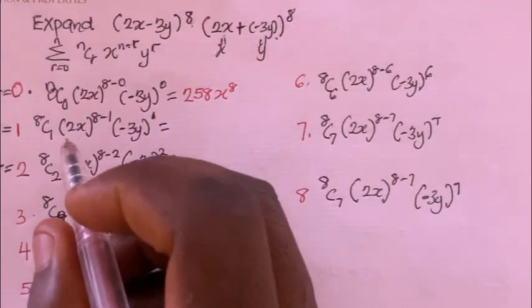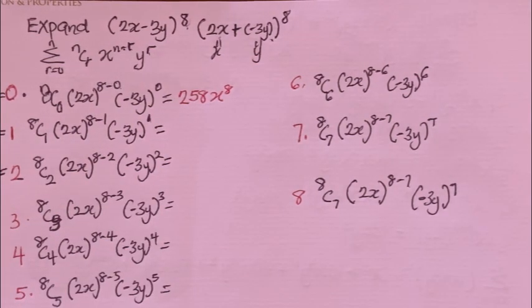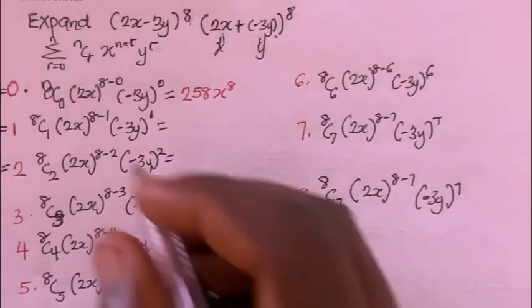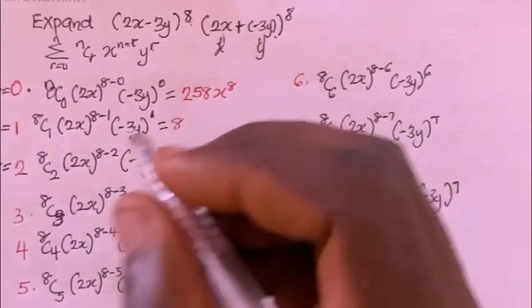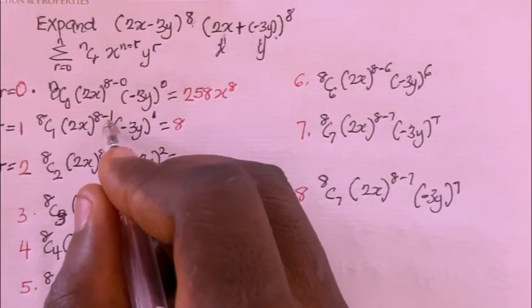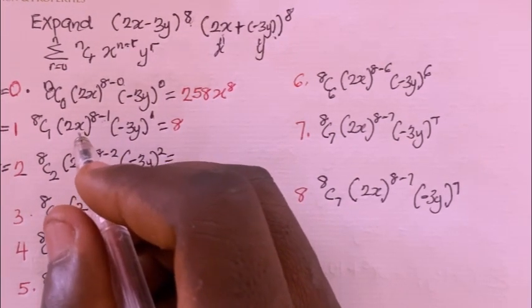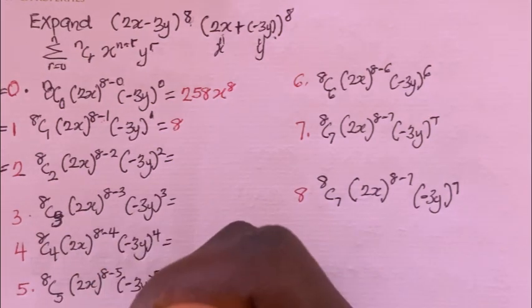Followed by this, I'm going to have 8 combination 1, which is actually 8. Then after that, I'm going to have 8 multiplied by 2 raised to the power of 7, because 8 minus 1 here is actually 7. So everything here is 7. 2 raised to the power of 7, that's going to give me 128.